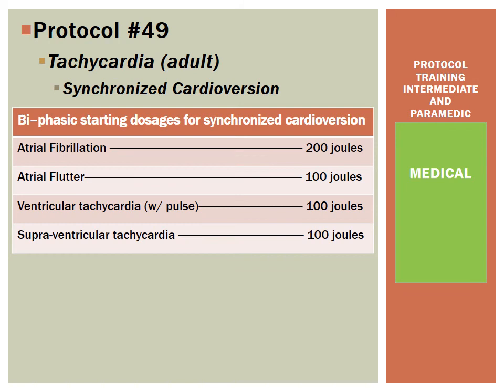Okay, and below is a chart for synchronized cardioversion. This can be found in the procedures section of the protocols, procedure 14. Atrial fibrillation, we want to start at 200 joules. Atrial flutter, 100 joules. Ventricular tachycardia with pulse, 100 joules. And supraventricular tachycardia, 100 joules.